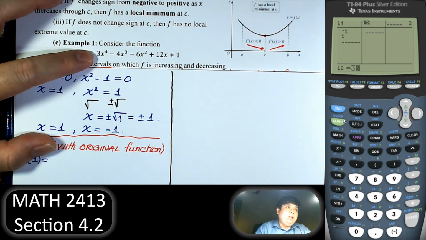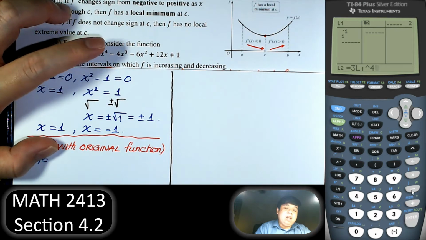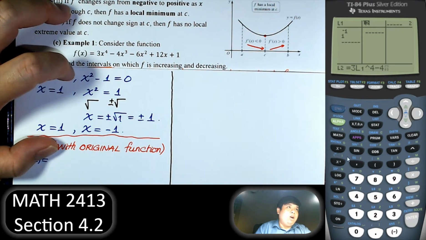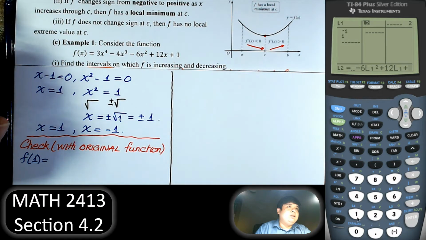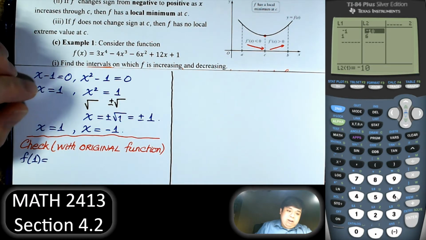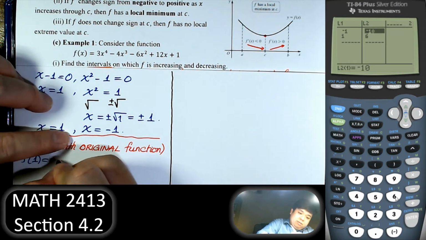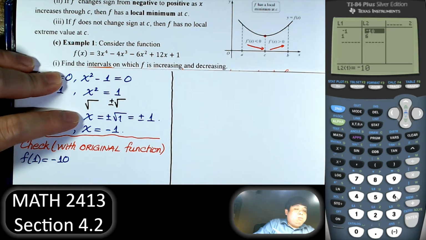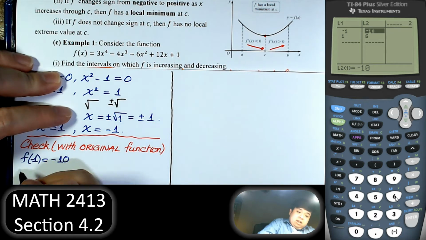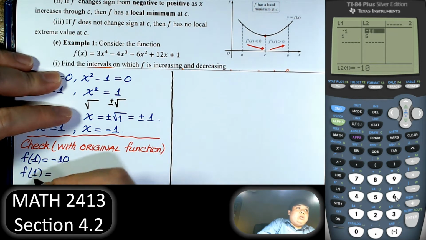Original function: 3x to the 4th power. I use L1 instead of x, minus 4 times L1 cubed minus 6 L1 squared plus 12 L1 plus 1. And then I have -10 and 6. So f at x equal to -1 is -10, and f at x equal to 1 is equal to 6.